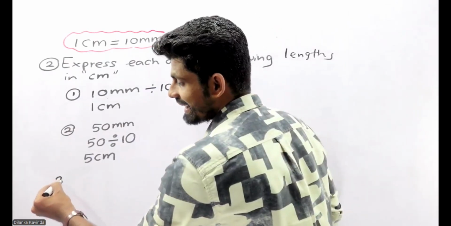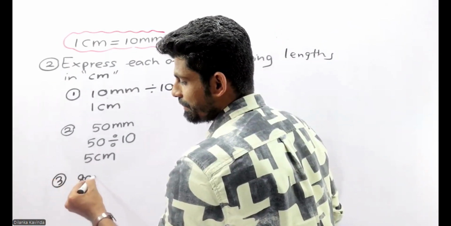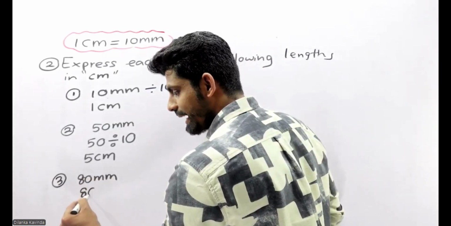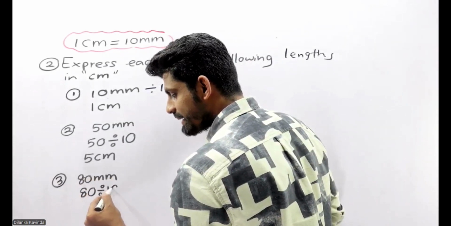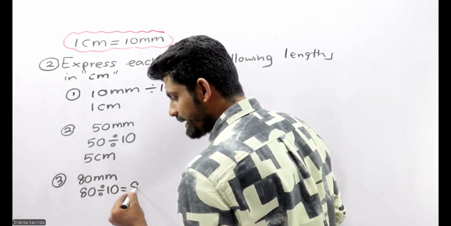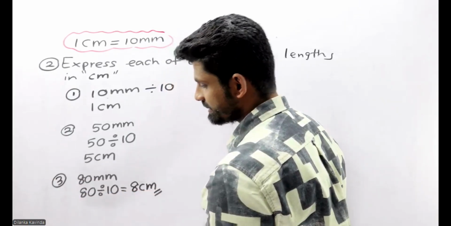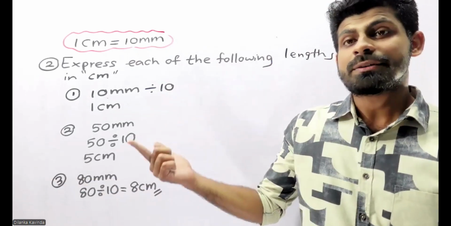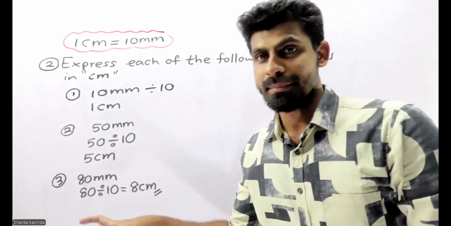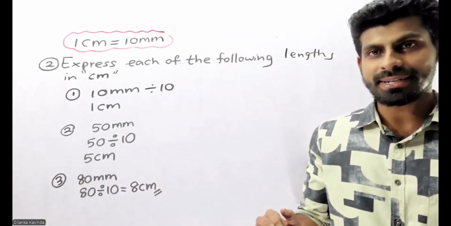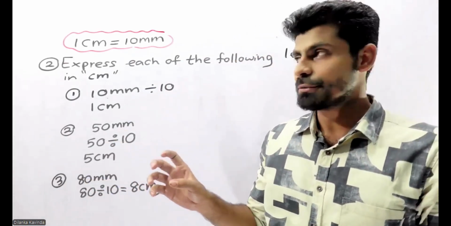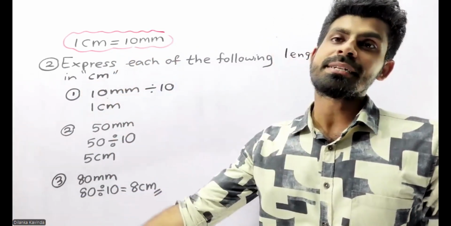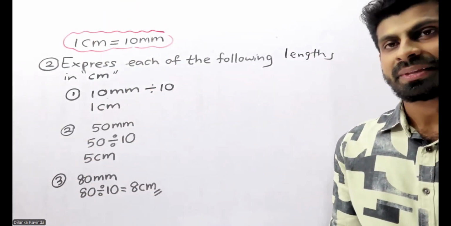Question number 3, 80 millimeters. 80 millimeters means 80 divided by 10, 8 centimeters. Then you need to divide by 10. What we did for the previous one? Multiply by 10. For this one, divide by 10. How to convert millimeter into centimeter? We need to divide by 10.